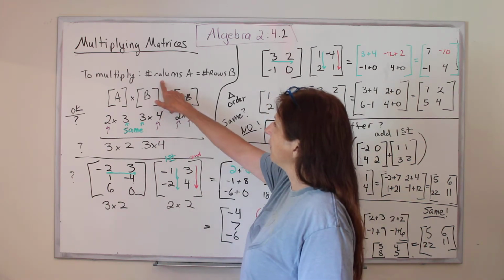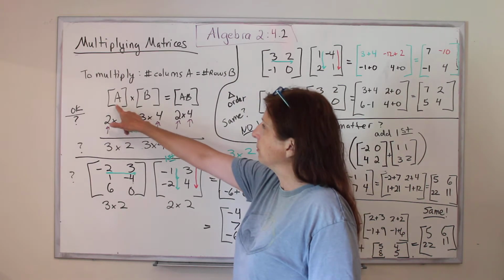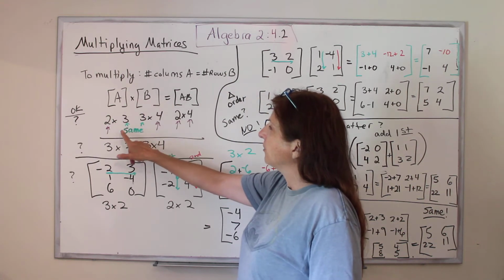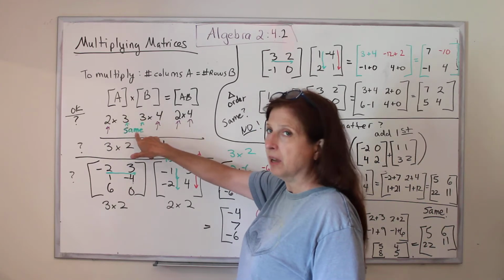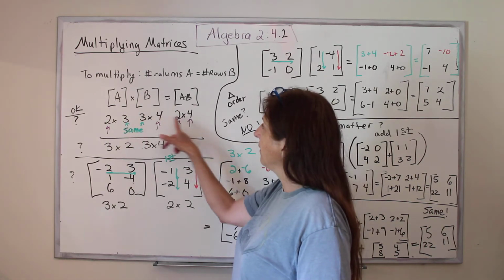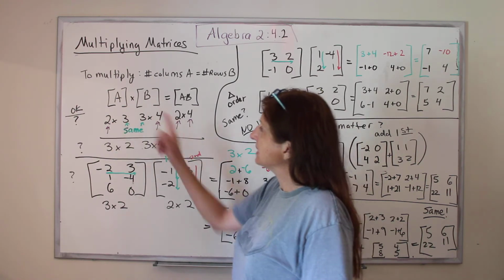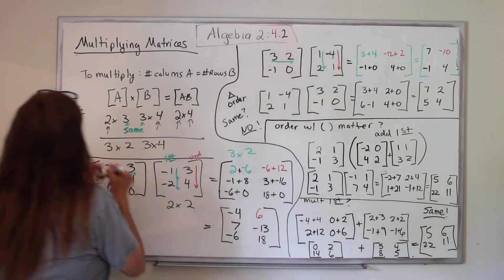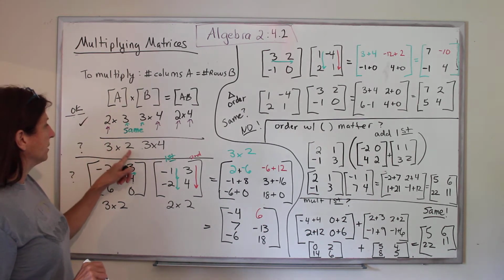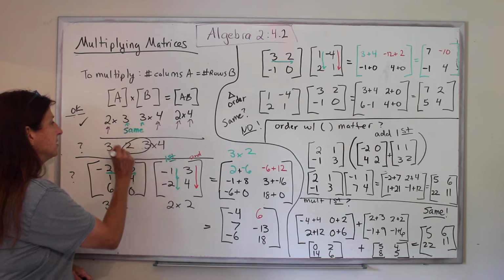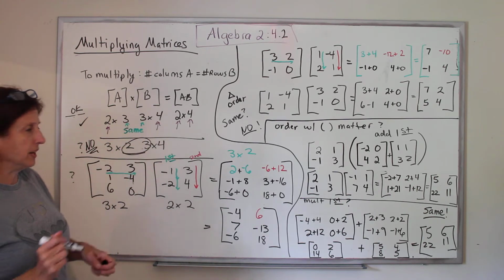To multiply, the number of columns of A has to equal the rows of B. So we're multiplying A times B. So the 2 in the middle have to be the same to multiply, and then the final dimensions will be the 2 on the outside. So is this one okay to multiply? Yes. How about this one? This one is 3 by 2 and 3 by 4. Are these two the same? No. So that's what you have to check.